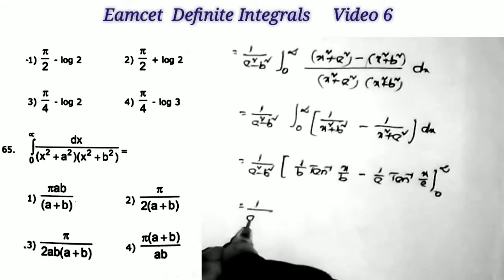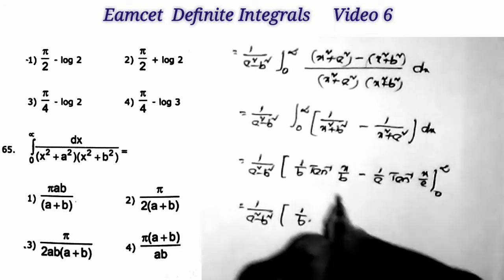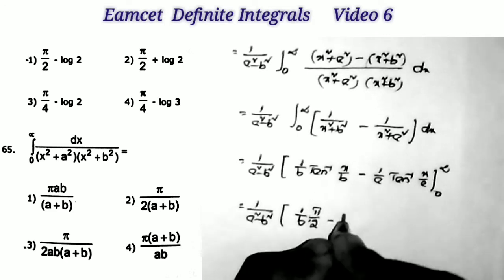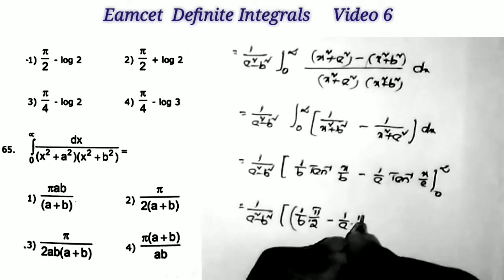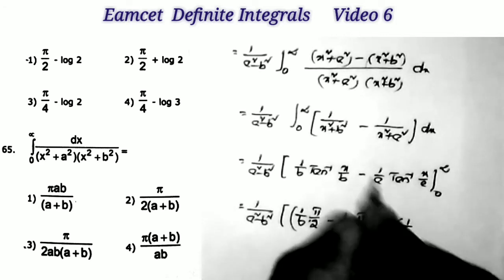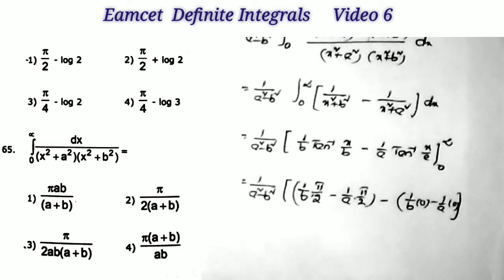Now replacing the limit values: 1 by a square minus b square into 1 by b into tan inverse of infinity, that is pi by 2, minus 1 by a into tan inverse of infinity, that is pi by 2. Minus 1 by b into tan inverse of 0, which is 0, minus 1 by a into tan inverse of 0, which is 0.